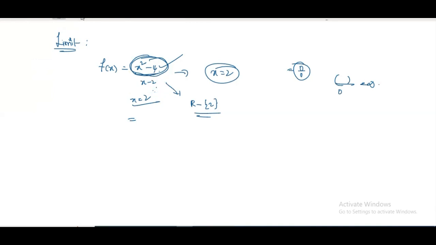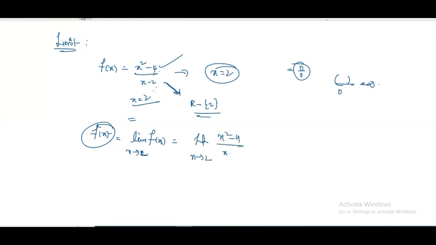So here, x equal to 2 makes this function undefined, a 0 by 0 form. So that's why we have to simplify this. We can write it as the limit of this function when x tends to 2. When x tends to 2, I'm taking the limit of f of x, that means limit x tends to 2 of f of x, where f of x is (x square minus 4) by (x minus 2).